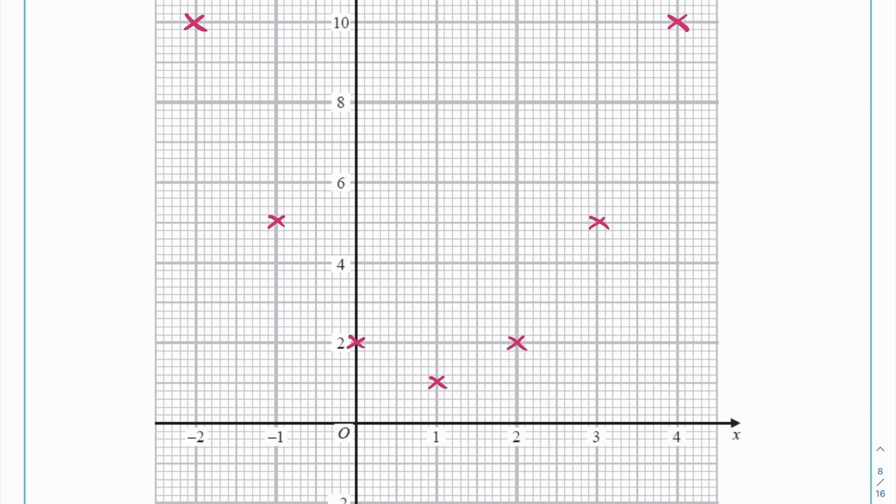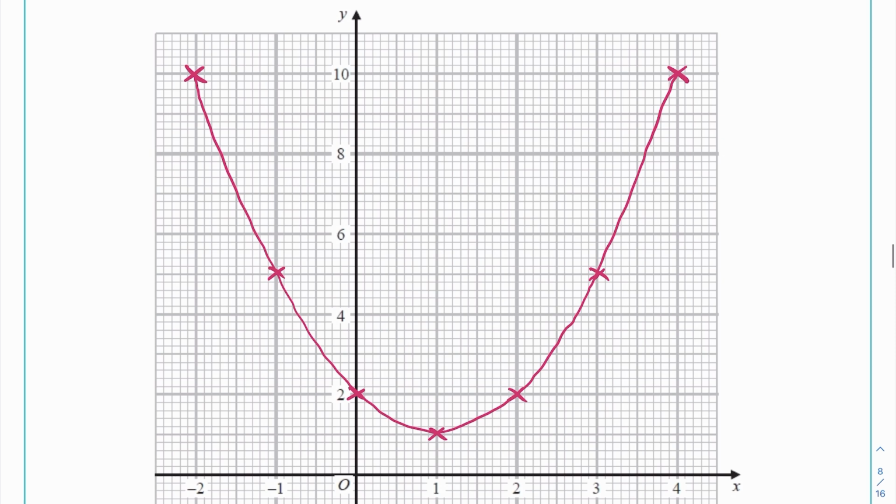You just need to join that up using a nice smooth curve. So not using a ruler, a nice smooth curve, joining them all up. I'm going to flip it around the other way. And there we go, a nice smooth quadratic curve. And there it is drawn.